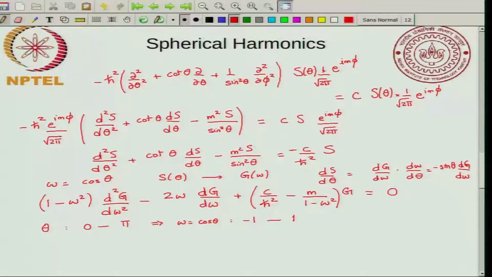Now what we will do is, we don't want this additional m term there. So we'll make a small change in this, because we have a 1 over 1 minus w square in the denominator, which we would not like to have. It looks a lot like the Legendre differential equation, but there is a 1 minus w square here. So to get rid of that, we will make a substitution.